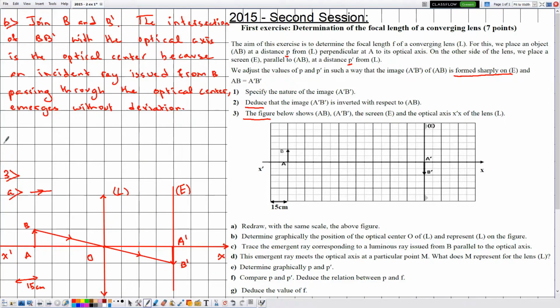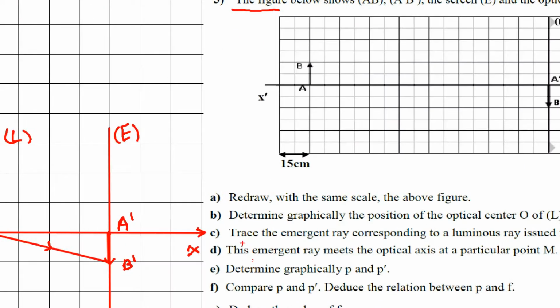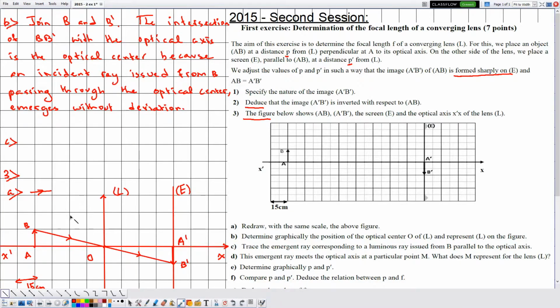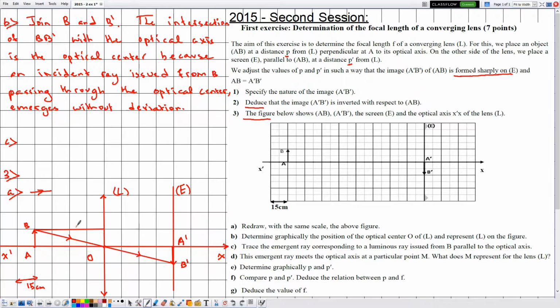Now in part C, they are telling me to trace the emergent ray corresponding to a luminous ray issued from B and parallel to the optical axis. The word trace means that we only need to draw, no need to justify. Let's consider a ray which is issued from B and parallel to the optical axis. And we don't forget arrows on light rays that indicate the direction of propagation of light.